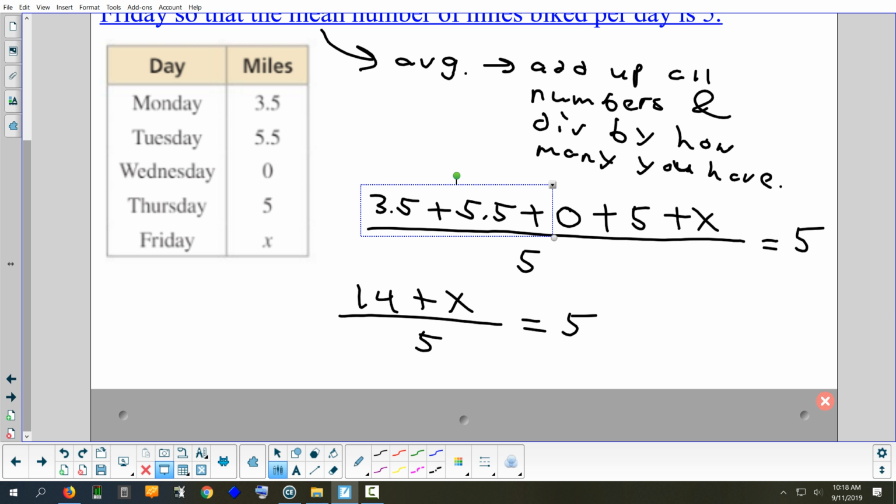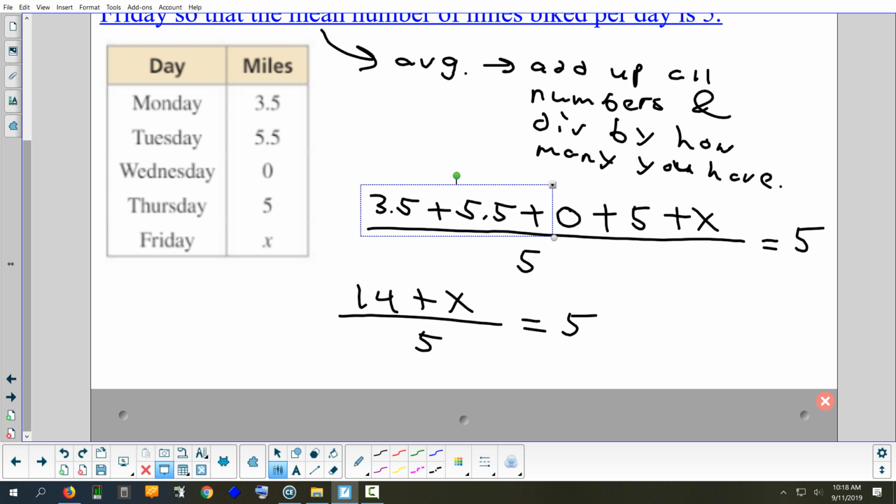Okay, now, does anyone have an idea of what we're going to do next? I'll give you a hint. Okay, I don't like having the fraction there. So this goes a little out of order from the steps we learned. Adding up everything in the top.